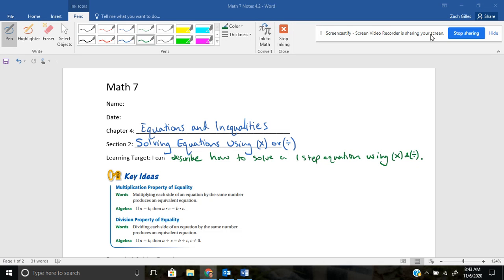Today we're going to be discussing how to solve equations using multiplication or division. We're still in one-step equations. Eventually we're going to get to two-step and even inequalities, but today your learning target is: I can describe how to solve a one-step equation using multiplication and division.